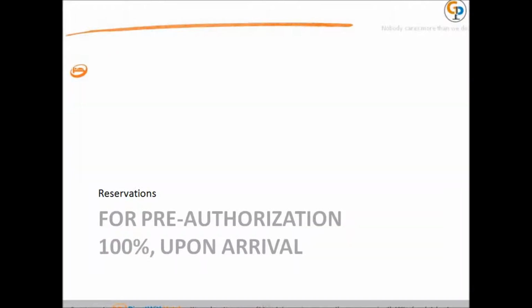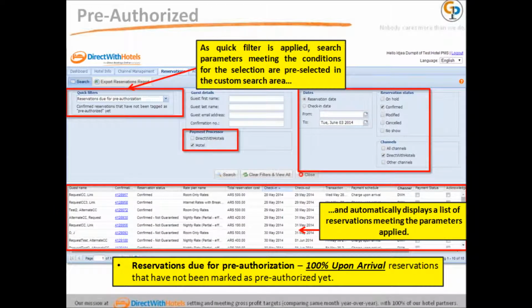Reservations for pre-authorization. As the quick filter is applied, search parameters meeting the conditions for the selection are pre-selected in the custom search area. This will automatically display a list of reservations meeting the parameters applied. Reservations due for pre-authorization, 100% upon arrival reservations that have not been marked as pre-authorized yet.